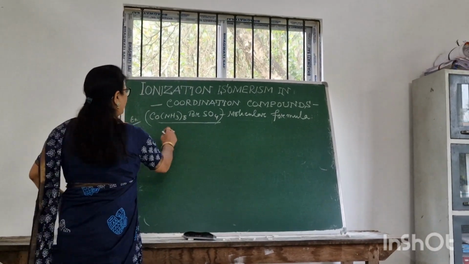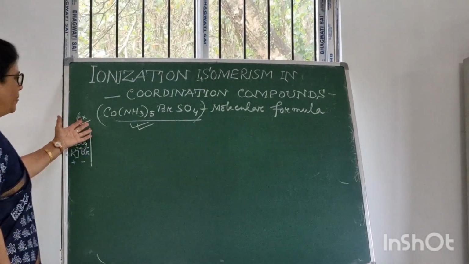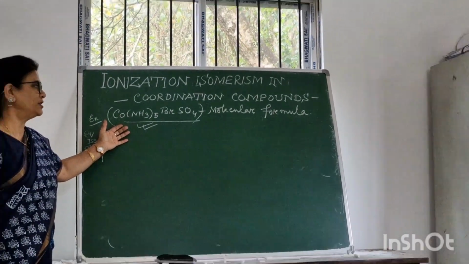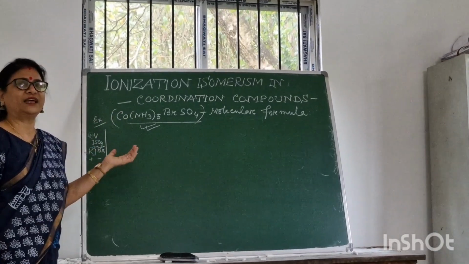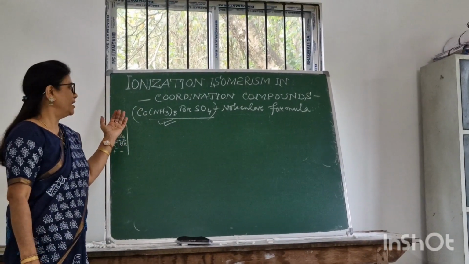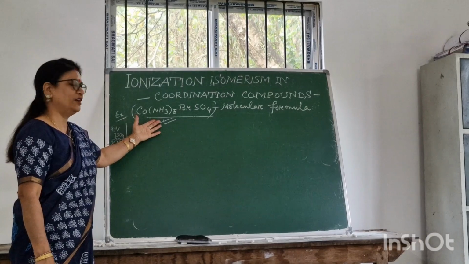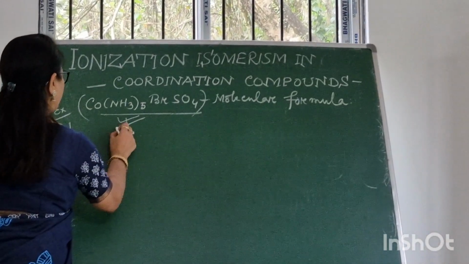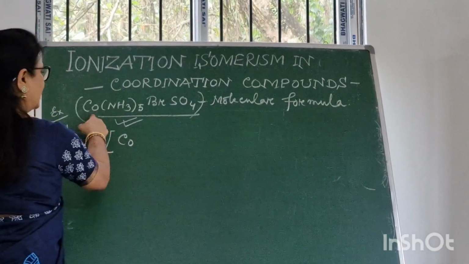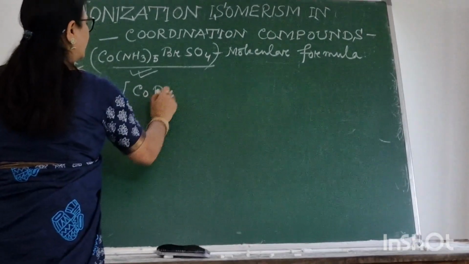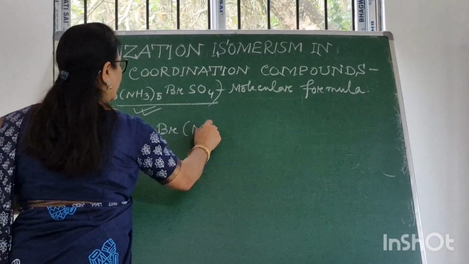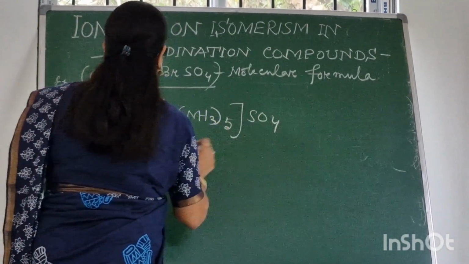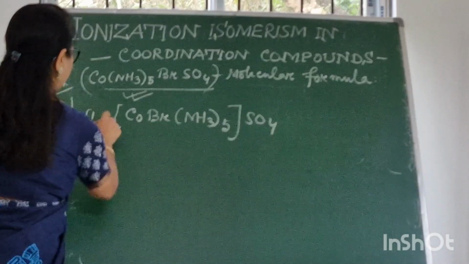Regarding this molecular formula, if it has two ionization isomers, these isomers give different ions in solution. You can write two different ionization isomers from this molecular formula. The first one is: this is the central atom, this is the bromido ligand, [Co(Br)(NH3)5]SO4. Again, this is number 1.